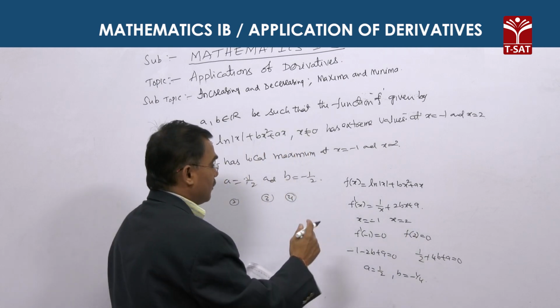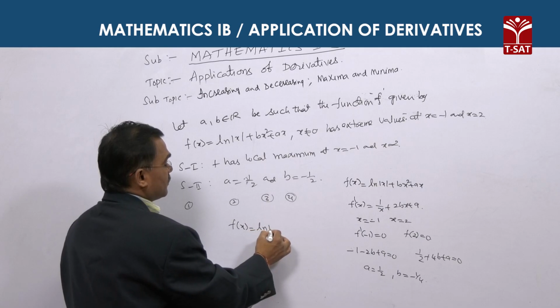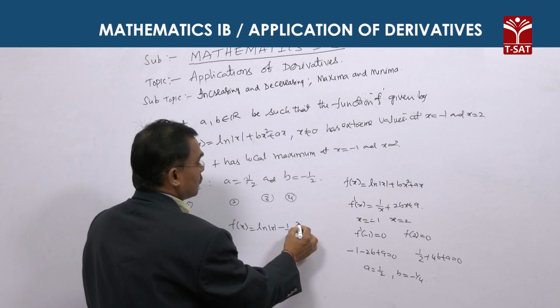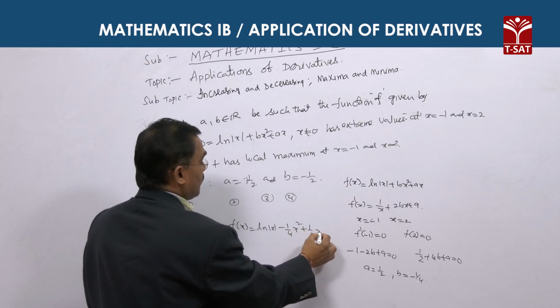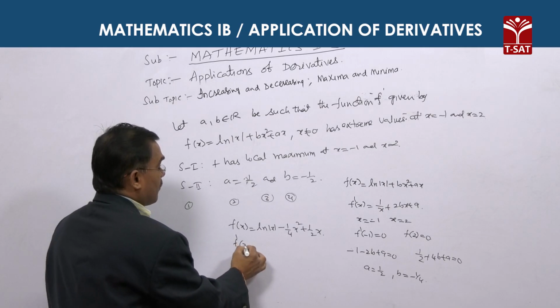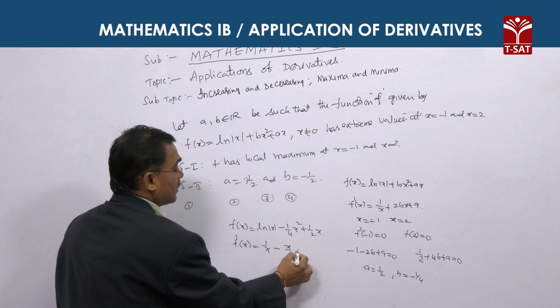Therefore, the function is f(x) = log x - (1/4)x² + (1/2)x. This is the given function. So what is f'(x)? f'(x) = 1/x - x/2 + 1/2.